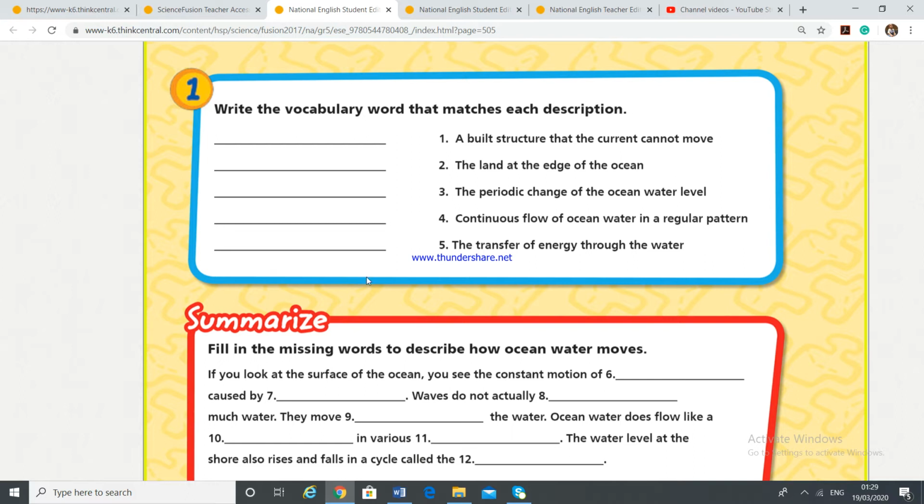Now, the constant motion, waves, which are caused by winds. Waves are caused by winds and they actually do not move. We see that they move, but they do not move much water. They move through the water. Waves don't move the water, but waves move through the water. Ocean water does not flow like a river in various currents. The water level at the shore also rises and falls in a cycle called tide.